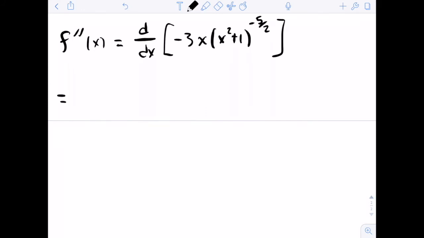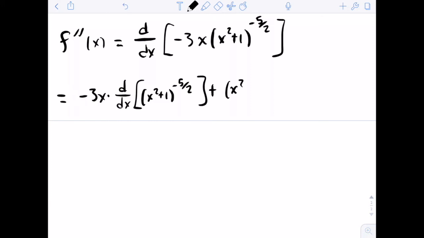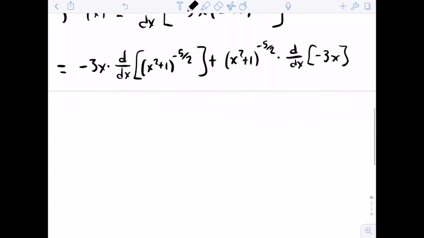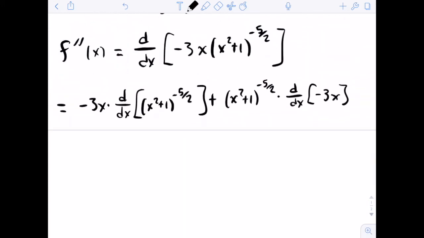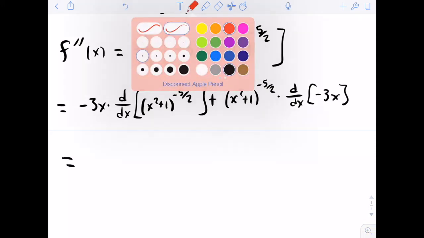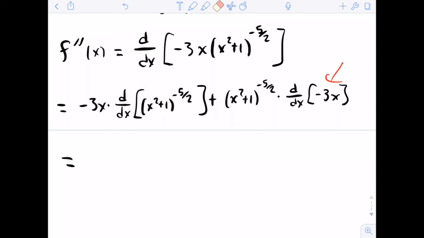Well, it says that it's the first times the derivative of the second, plus the second times the derivative of the first. Great, okay. So we've got that. So let's start taking some derivatives. Let's do this one here first.